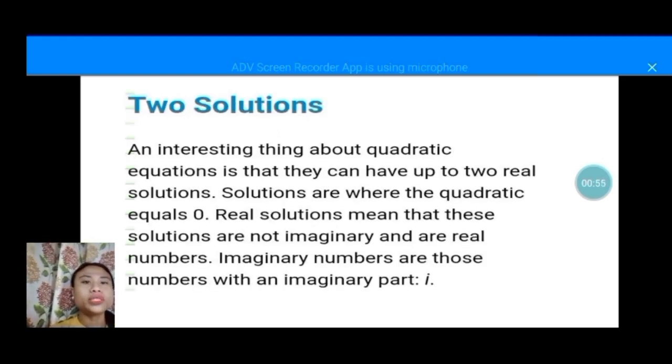Two solutions. An interesting thing about quadratic equations is that they can have up to 2 real solutions. Solutions are where the quadratic equals 0. Real solutions means that these solutions are not imaginary and are real numbers. Imaginary numbers are those numbers with an imaginary part.